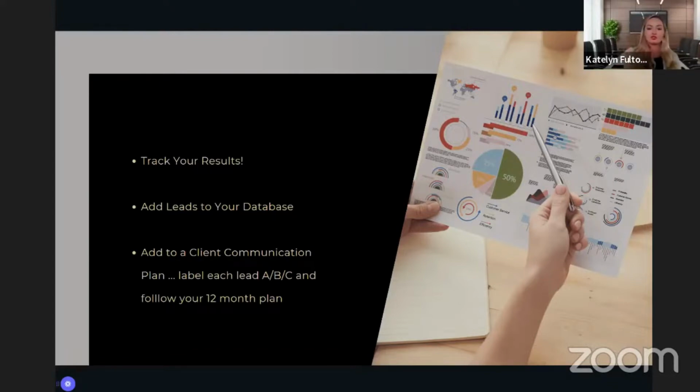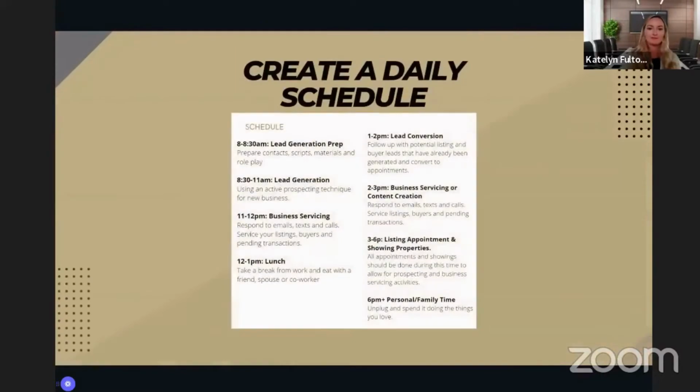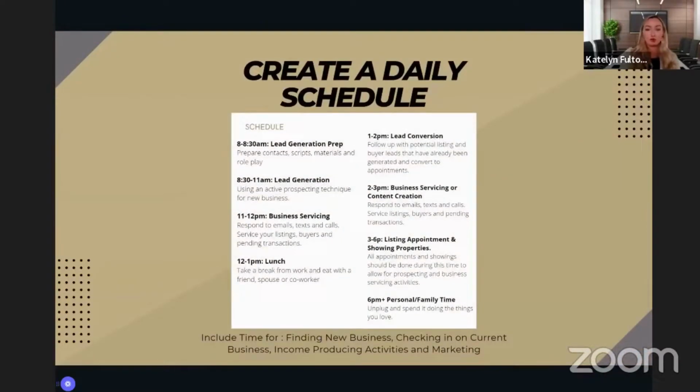And then again, add them to your client communication plan and label them A, B, and C and follow your 12-month plan. So again, if they're a C client, they're just getting a newsletter, they're just getting a holiday card. If it's a B client, you may phone call these people. And if it's an A client, you may be physically seeing these people and sending them gifts. So 12 months. You guys could take a photo of this if you want.